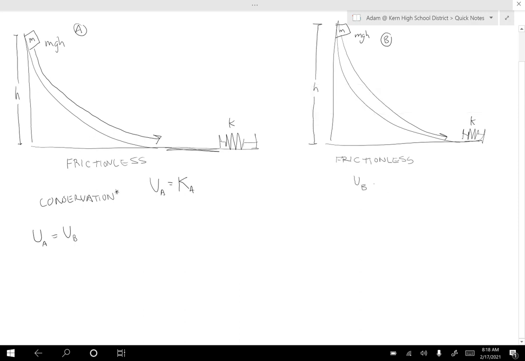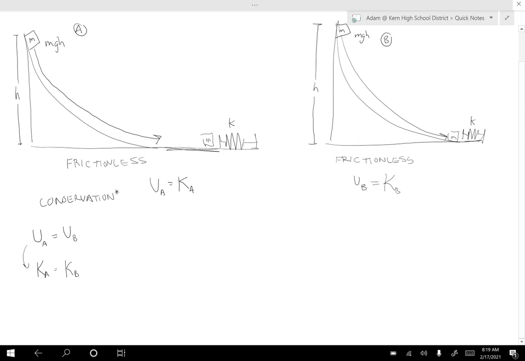The potential energy of B is equal to the kinetic energy of B at the bottom. So based on those two things, we can see that since they had the same amount of potential energy in the beginning, when all of that converted down, the kinetic energy of each at the bottom is the same. Meaning that when the block is here and when the block is here, since all of the potential energy has been turned into kinetic, the blocks are traveling the same speed.